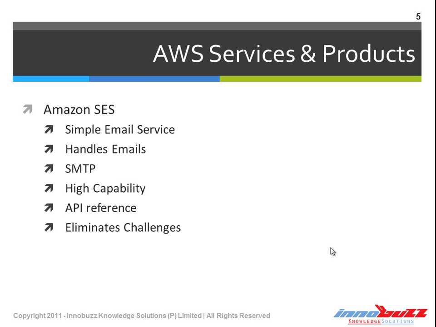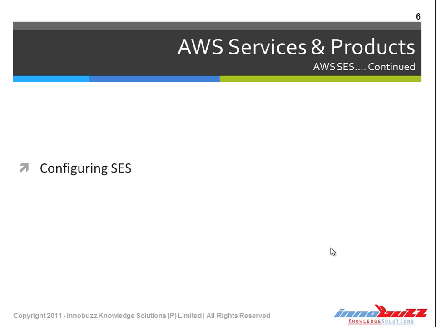And how it helps the business: it eliminates challenges like sending bulk emails for email marketing kind of business. The bulk emails can be handled through Amazon SES, even in an environment like sending millions of emails in a day. Let's go ahead and check out how we can configure a Simple Email Service in the AWS Management Console.